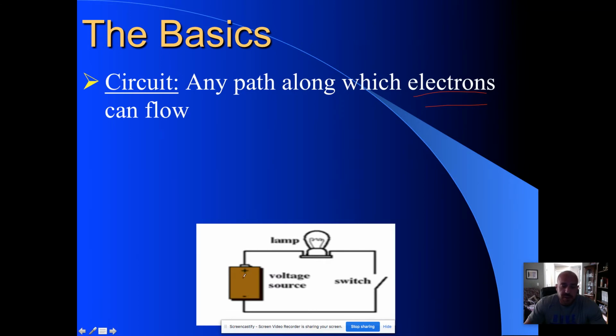Here's a path that has a battery. If you follow it out of the battery, it has a light bulb, a switch, some more wires, and back. And this switch just means it could close and open, but we'll talk more about those in a second.